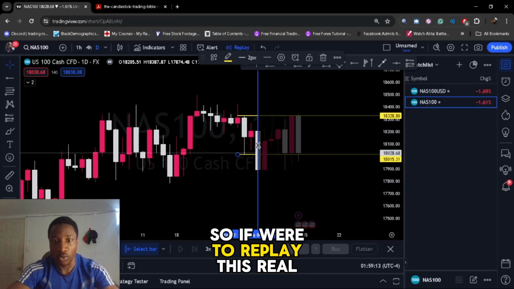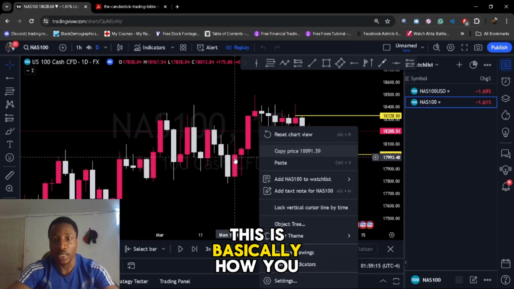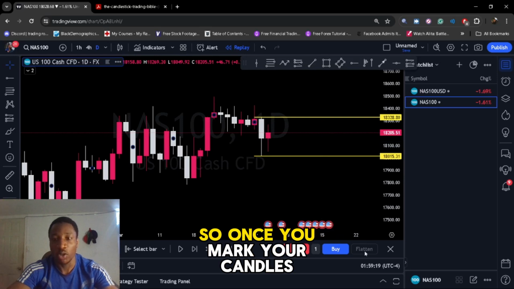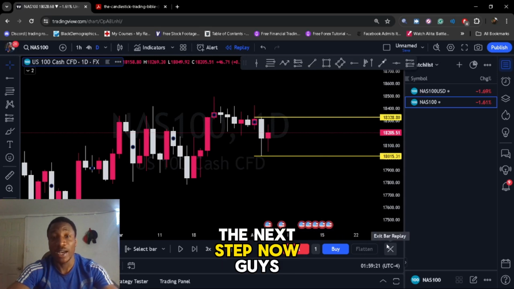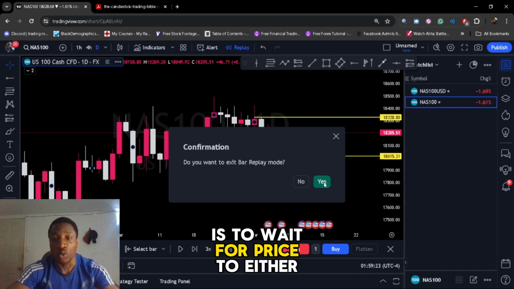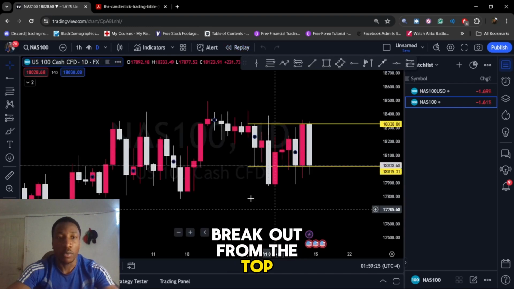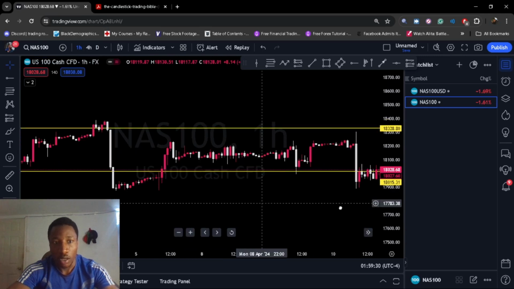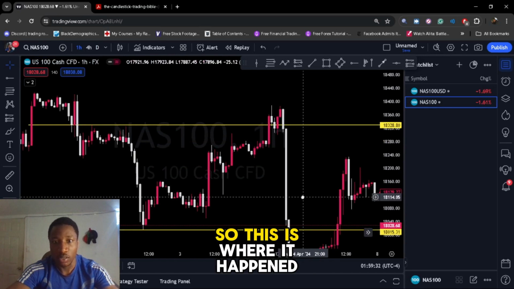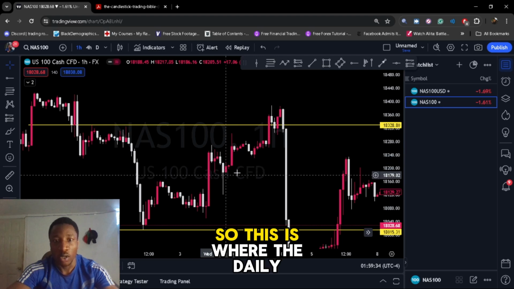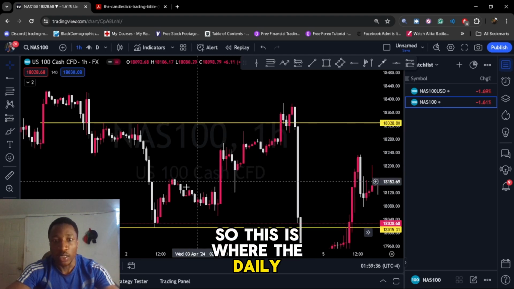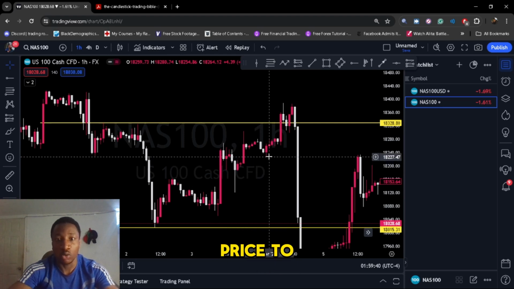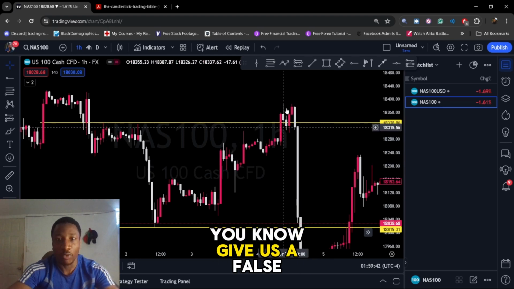If we were to replay this real quick, this is basically how you would mark your candles. Once you've marked your candles like that, the next step, guys, is to wait for price to either break out from the top or from the bottom. If you go to the 1-hour time frame, let me show you what happened. This is where it happened here. This is where the daily presented the inside bar. We had to then wait for price to give us that false breakout.